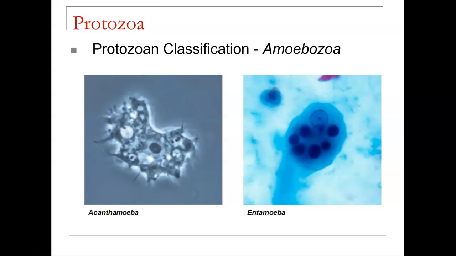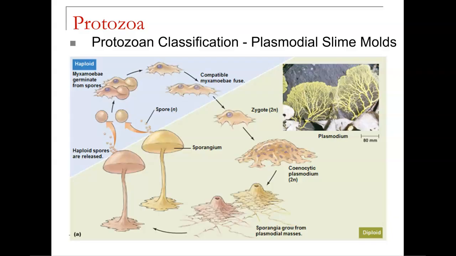The next type that you see here in blue is going to be your Entamoeba. That's going to live in the large intestine of humans and other animals, and about 10% of infections are going to cause dysentery. Severe infections will cause things like nausea, cramps, abdominal tenderness, dysentery, and dehydration. Next, we have our plasmodial slime molds. Slime molds are going to lack cell walls and obtain nutrients through phagocytosis.